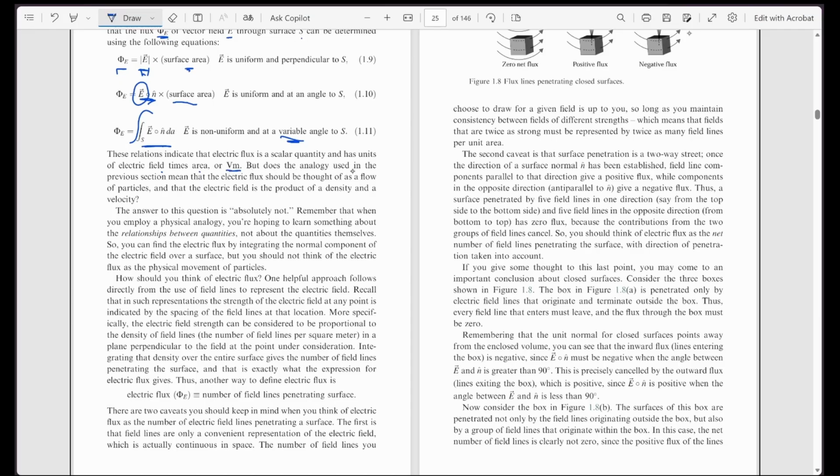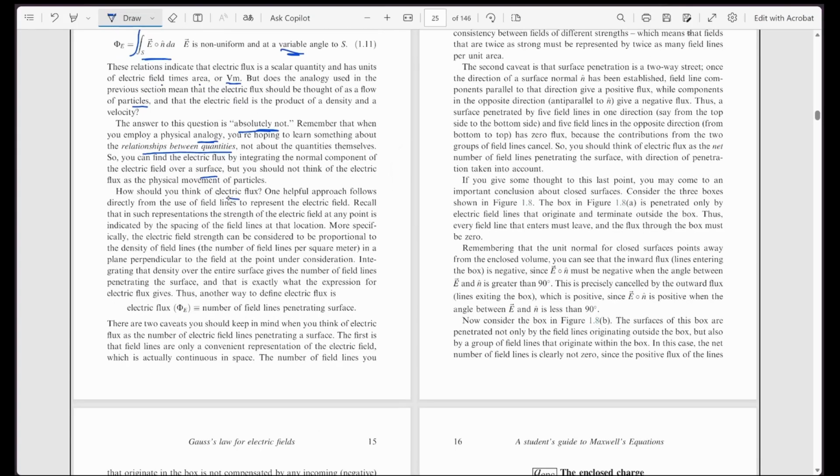But does the analogy used in the previous section mean that the electric flux should be thought of as a flow of particles, and that the electric field is the product of a density and a velocity? The answer to this question is absolutely not. Remember that when you employ a physical analogy, it's just an analogy to make it closer. You're hoping to learn something about the relationships between quantities, not about the quantities themselves. So you can find the electric flux by integrating the normal components of the electric field over a surface, but you should not think of electric flux as the physical movement of particles. And that's what we said before explaining that part.